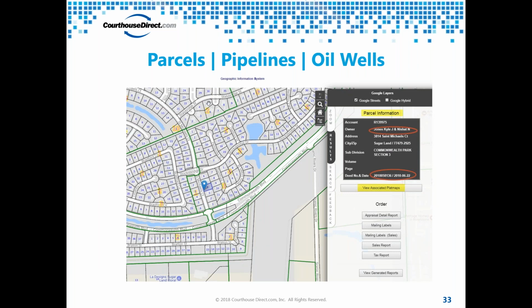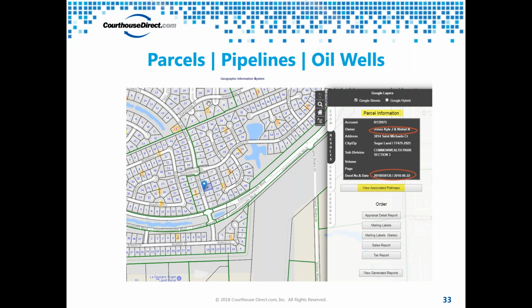So I can see that this property that I've chosen down here with the little blue teardrop is a Kyle Jones and a Nishtat Jones. And then also, I can see the actual deed number of the property. Now whether or not that's the current deed or not, you'd have to do the research and figure that out. And then below that, you'll see it says view associated plat maps.